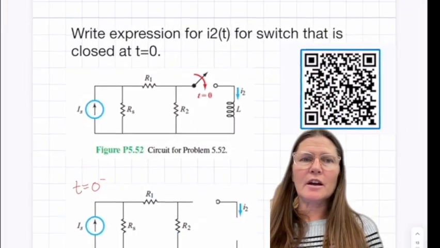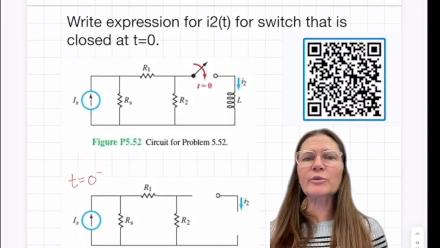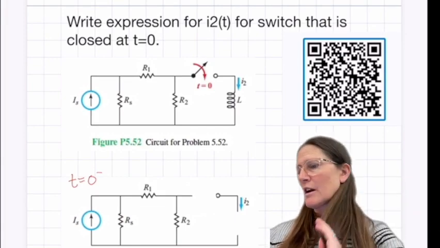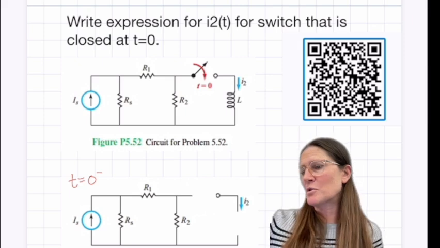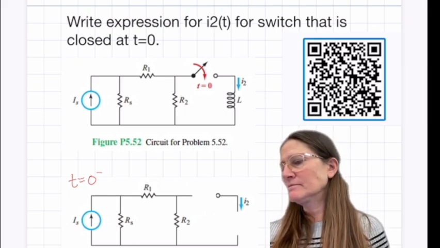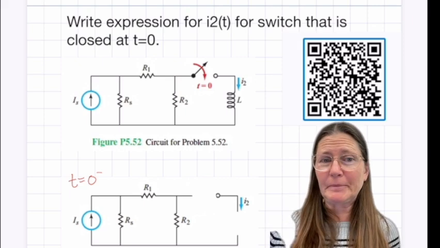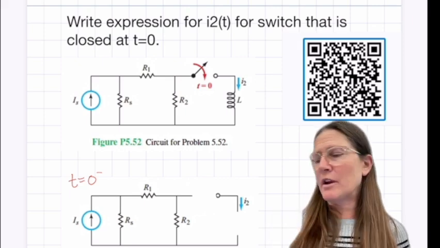All right. So for this one, I2 of t, solve that one for this circuit. So try and write that equation.